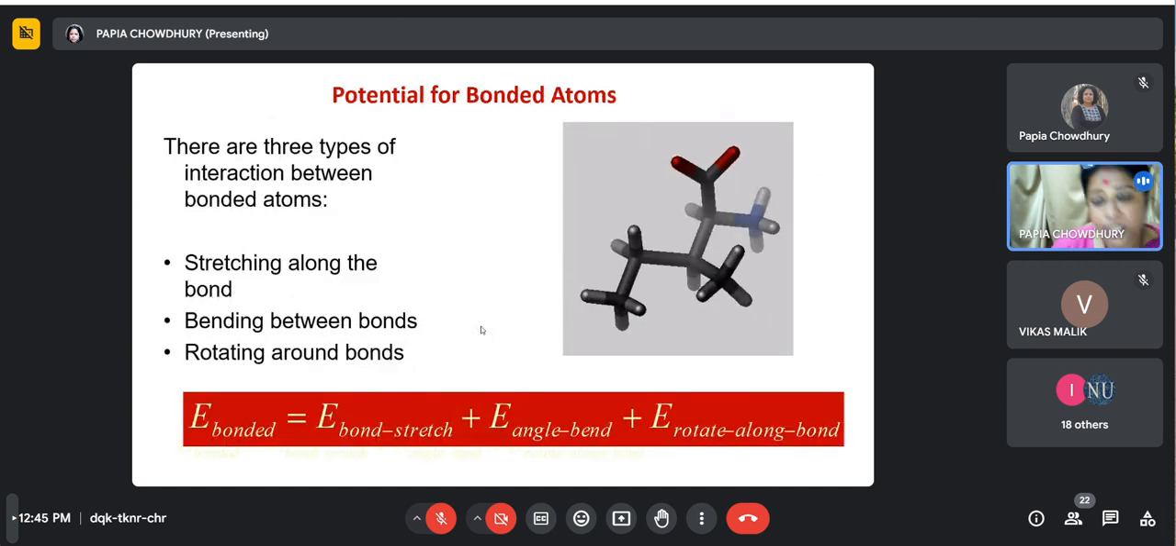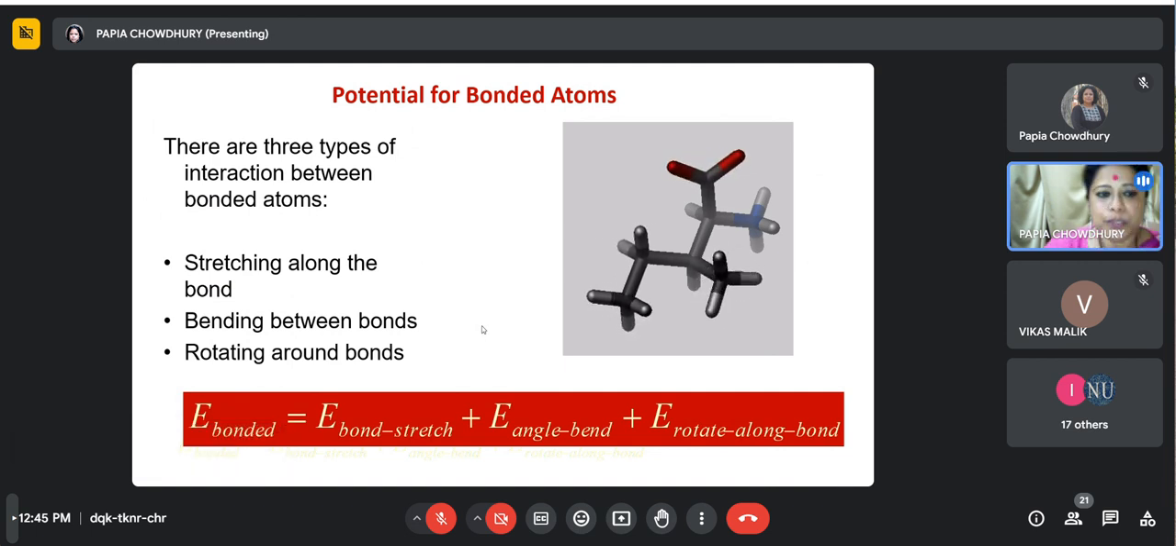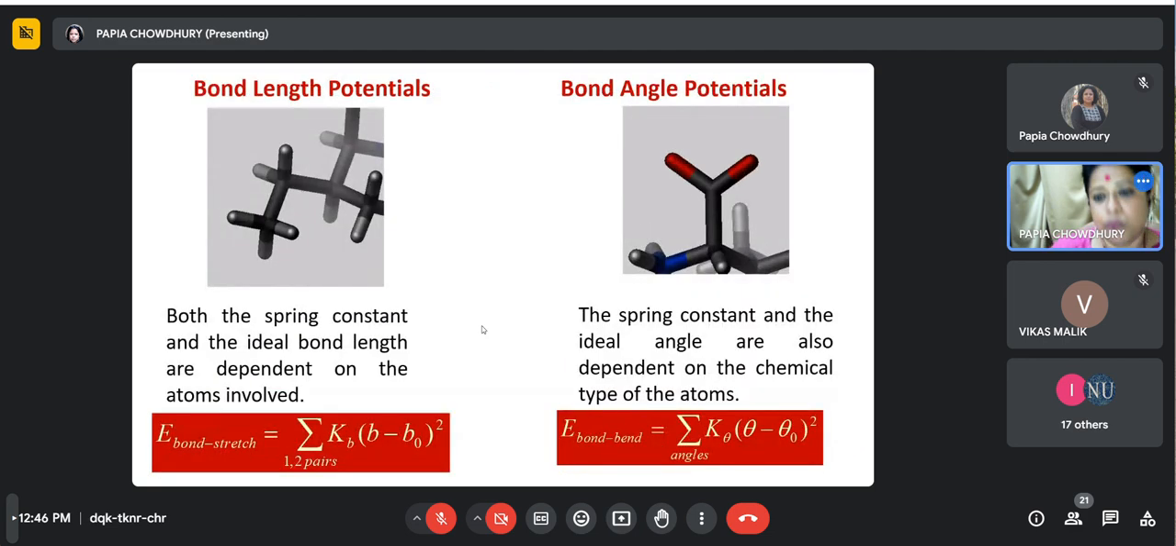Now, the bonded case is also very important. For the bonded case, there are generally three types of interaction we consider to create the force field. One is the stretching along the bond, another is the bending between the bonds, and the third is the rotation around the bonds. So let us take them one by one.